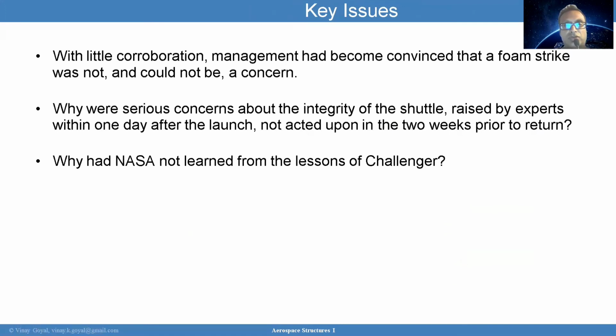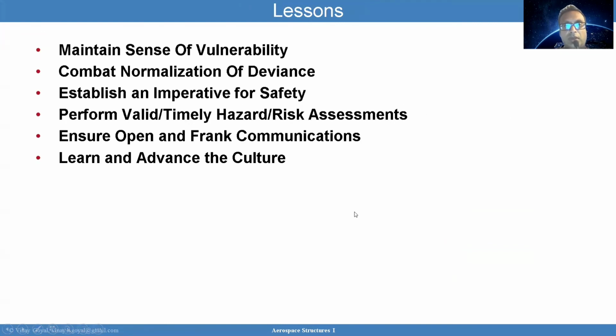So, what are the key issues? With little corroboration, management had become convinced that a foam strike was not and could not be a concern. And why were serious concerns about the integrity of the shuttle raised by experts one day before launch not acted on in advance? Why had NASA not learned from the lessons of the Challenger? The lesson is that with space, you need to treat it with humbleness and understand that things can go wrong.